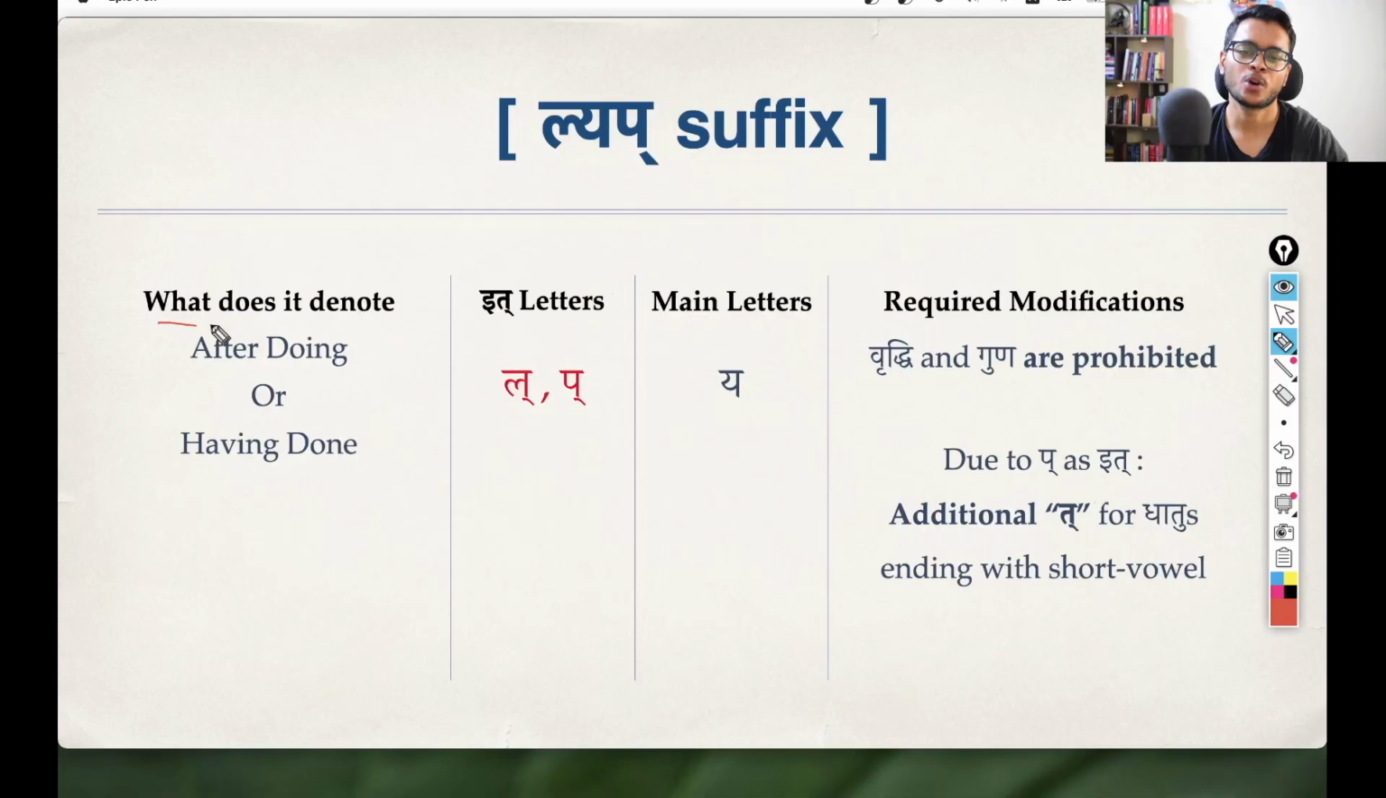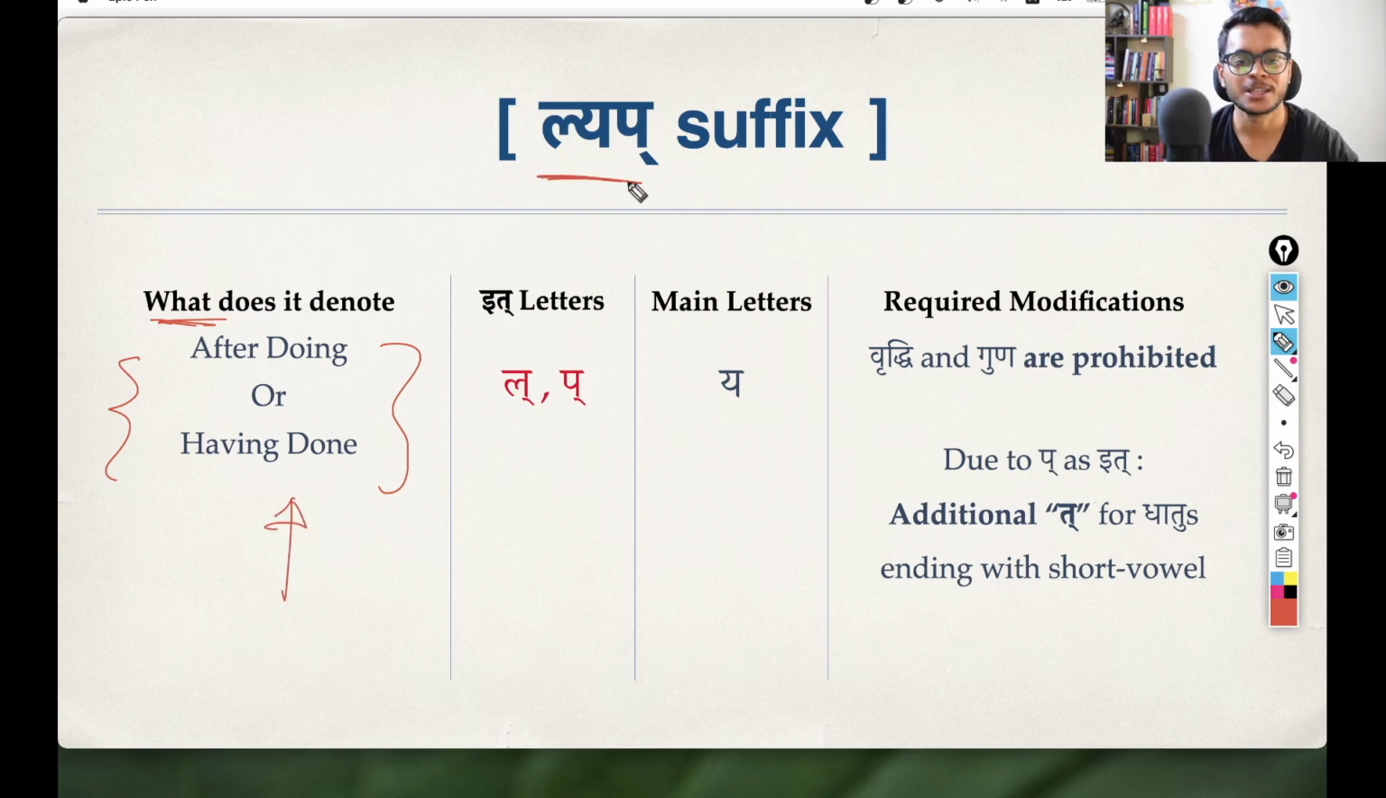Okay, and now very similar to this twa suffix, we have another suffix that is lyap suffix. So lyap suffix is exactly similar to twa suffix. The only difference between them is this lyap suffix is used when the dhatu is accompanied with a prefix, with an upsarga. So whenever a dhatu has an upsarga, a prefix, then twa suffix is substituted by this lyap suffix. And what does it denote? Since it is a substitute for twa suffix, it denotes the same: after doing, having done.